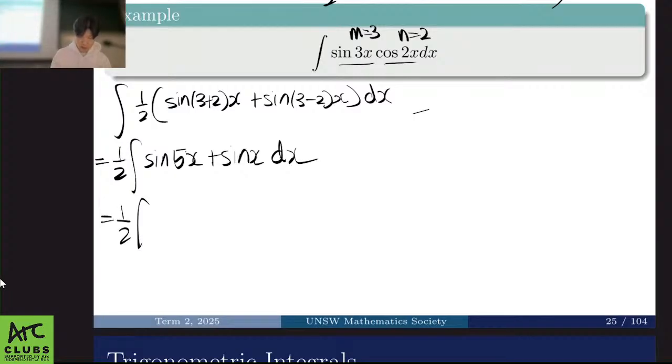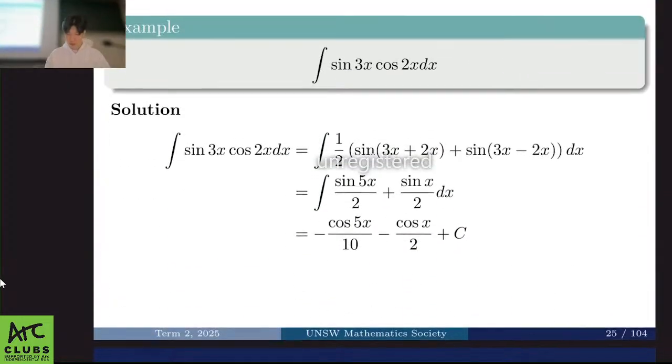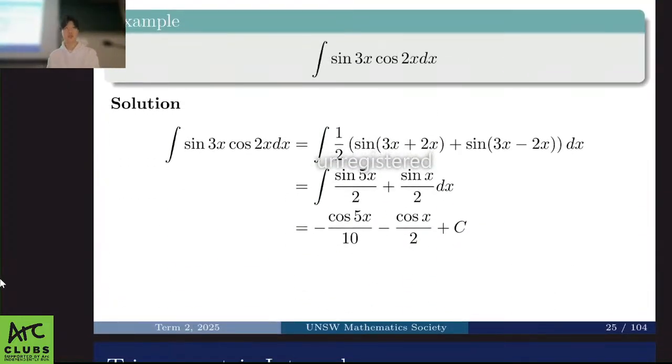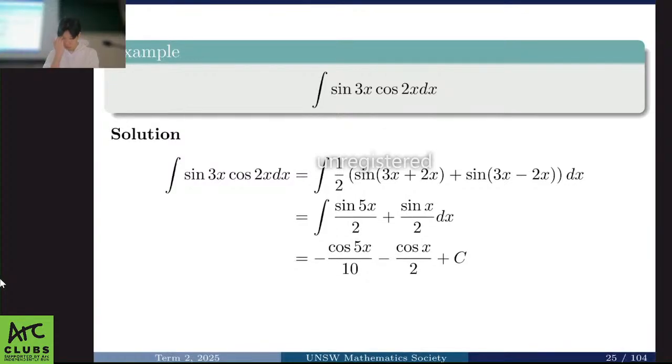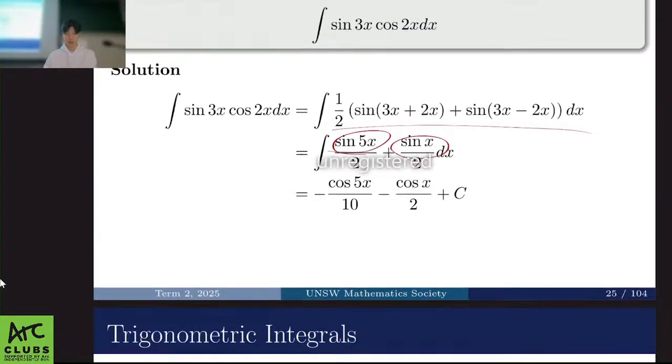Now I can integrate this. So that's going to give me minus cos 5x on 5 minus cos x, plus c. So that's our integral. All we did was just use the formula, and then we got something that we can integrate, sine 5x and sine x, plus c.